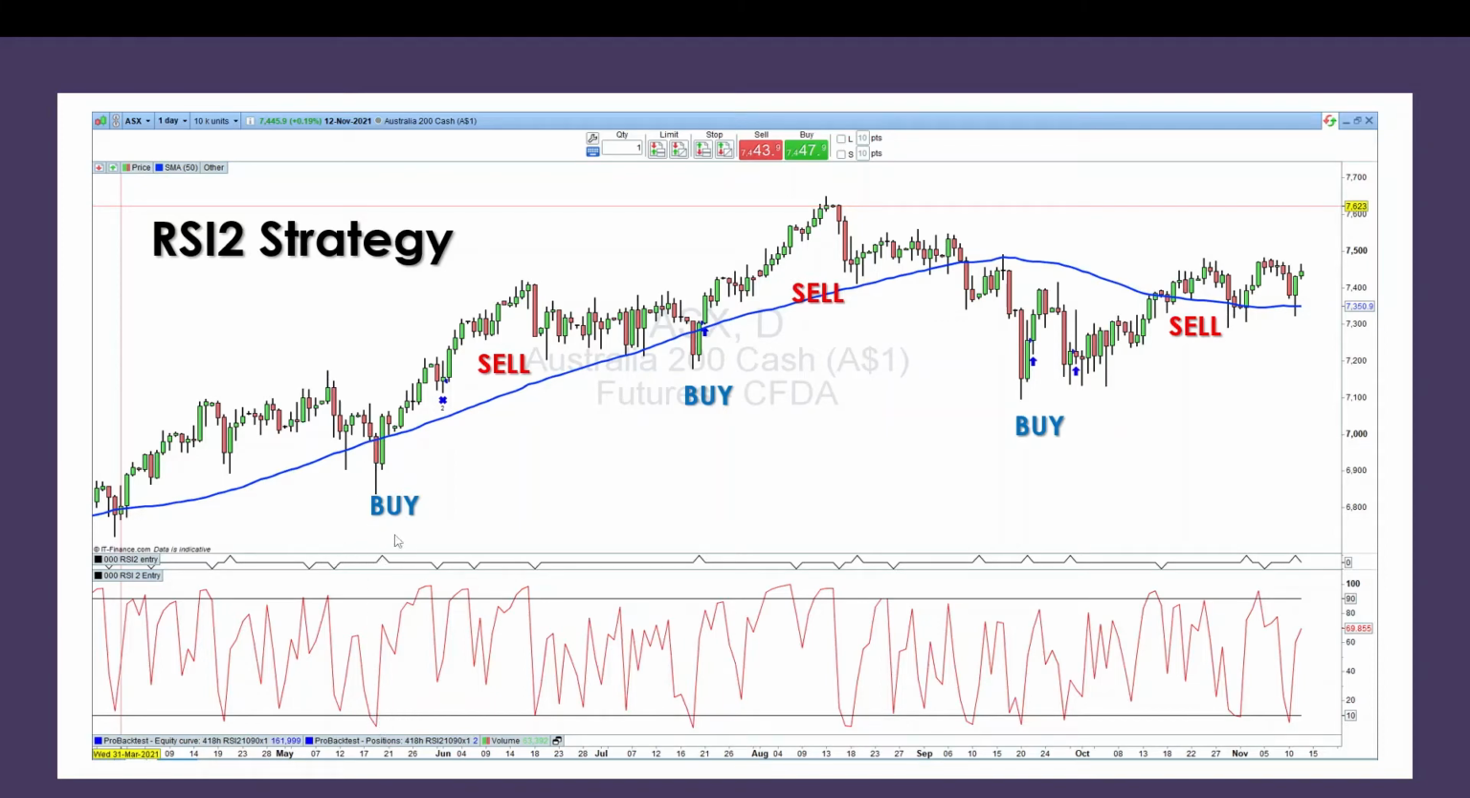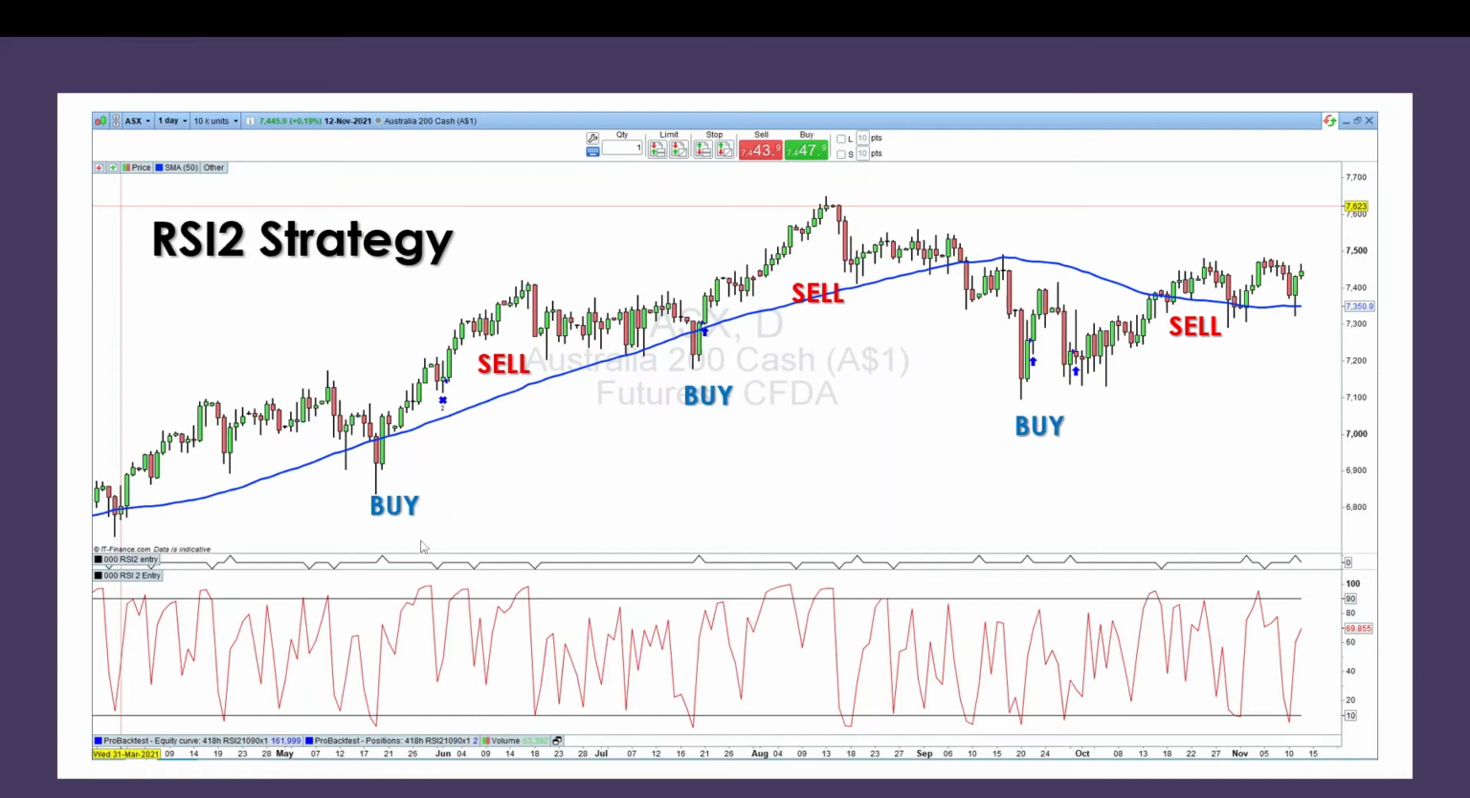And again, this indicator has been written to highlight that entry and exit criteria. So when the RSI2 breaks down below the 10 and then breaks above the 10, it's a buy. And we exit after the RSI2 breaks above the 90 and then breaks down below. So when it goes up and then breaks down below the 90, we exit the trade.